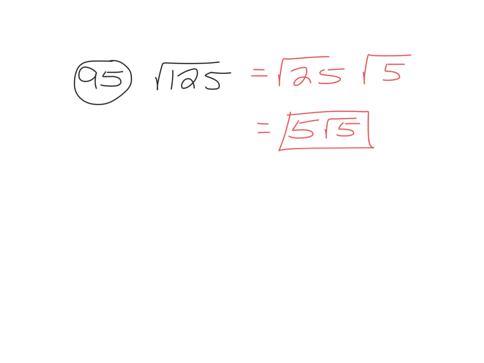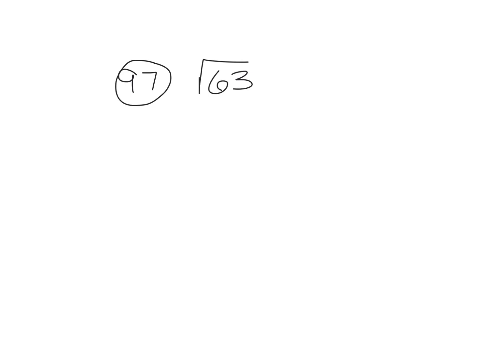How do you know when you're done with these? When you can't simplify that radical anymore. Okay? What about 97? Okay, same steps. What's step 1? Is it a perfect square? No. Second question. What perfect square goes into it? So remember, you can think good and bad. What's a perfect square that goes into 63? 9, how many times? 7.